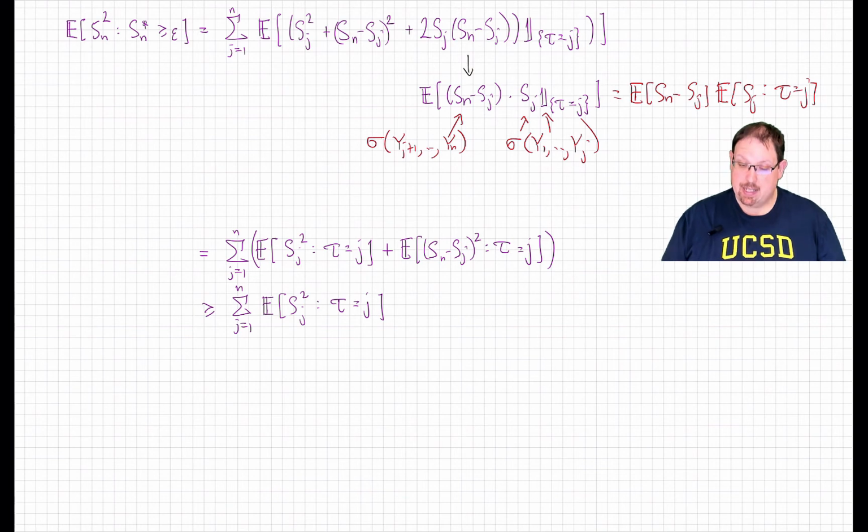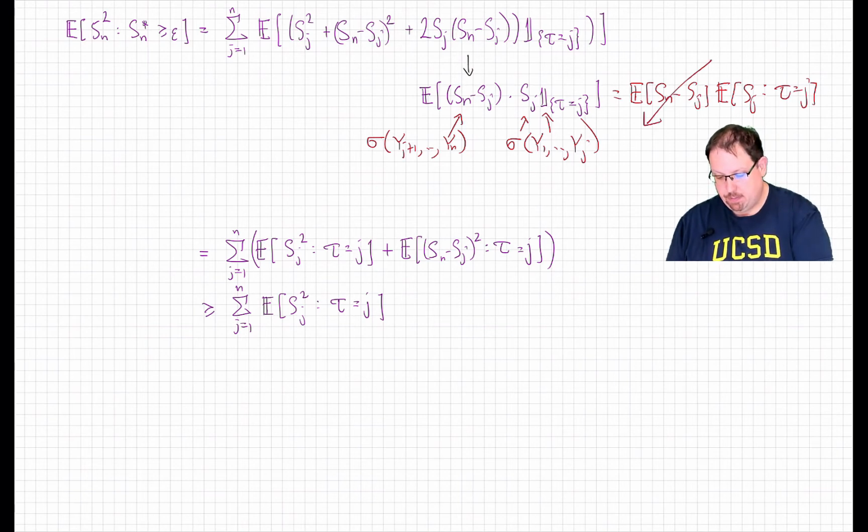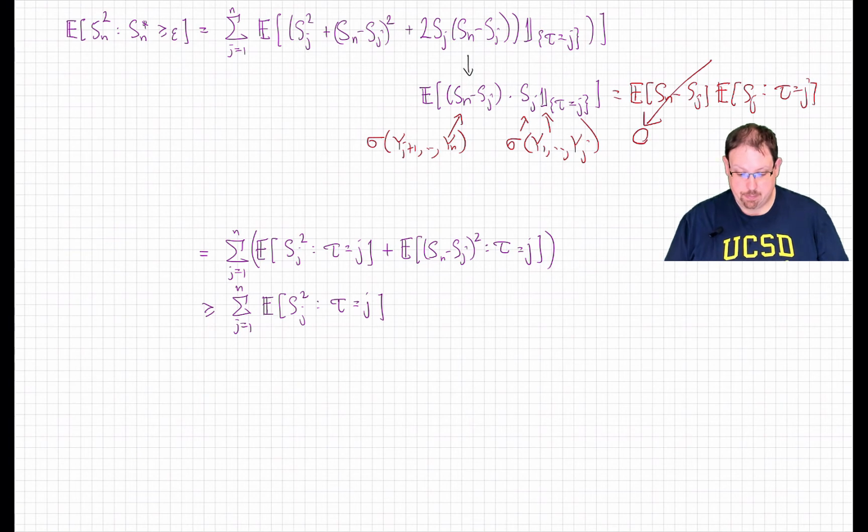But Sn minus Sj is just the sum yj plus 1 through yn, and each of those terms by assumption is centered, which means that the expected value of their sum is 0. So that tells us that this cross term here is not present in the sum. And so this expected value is actually just the sum of the first two terms, which are each squares.